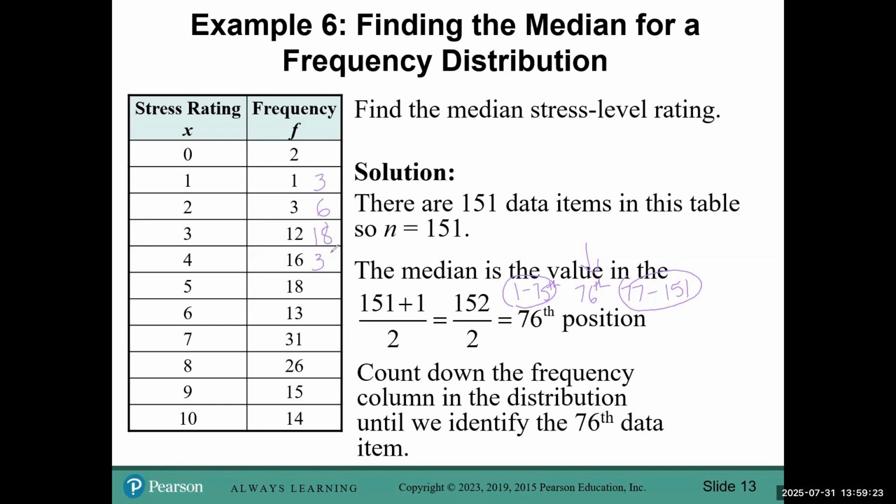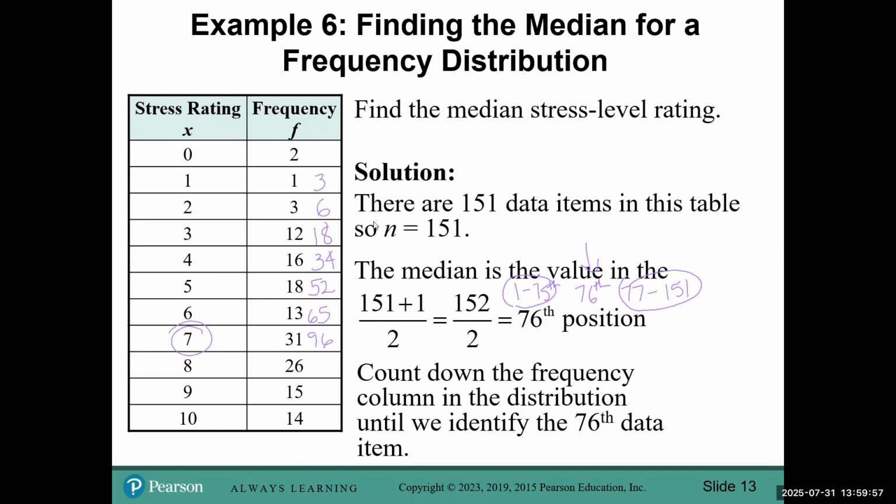18 and 16, 34 and 18, 52 and 13, and 65 and 31. And I can stop now because you can see that there's a 6 in the 65th position. And then in the 66th position, we start coming in here and get our 7s. And there's a 7 in position 66 through 96, which means that in the 76th position, we would also have a 7.